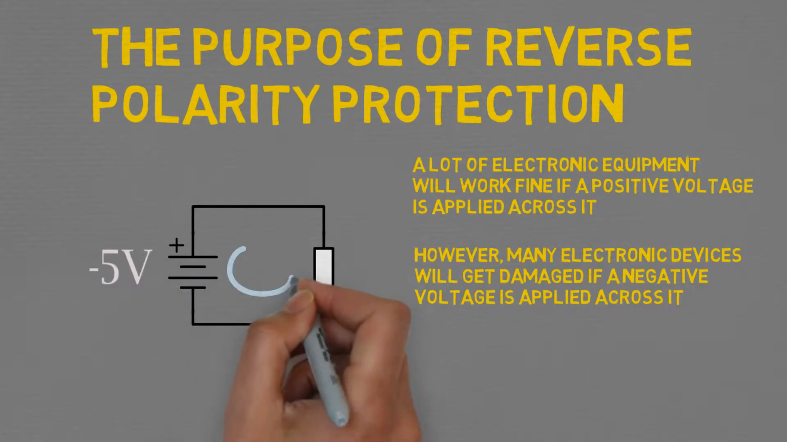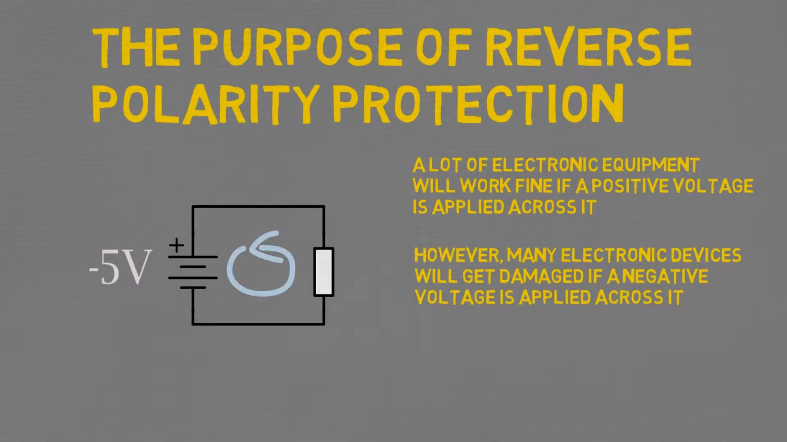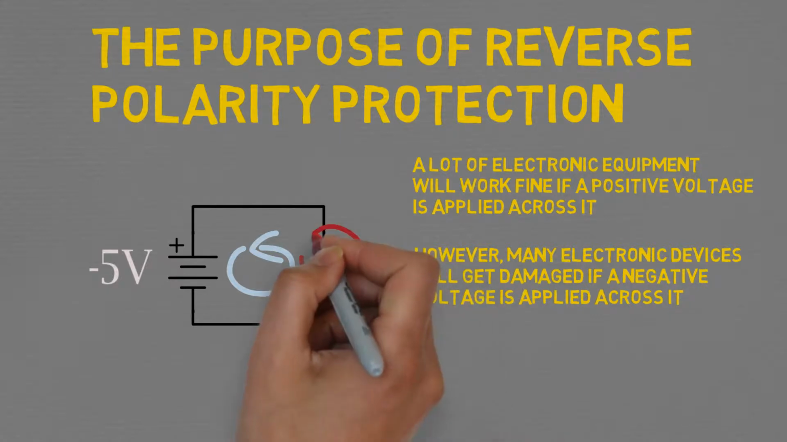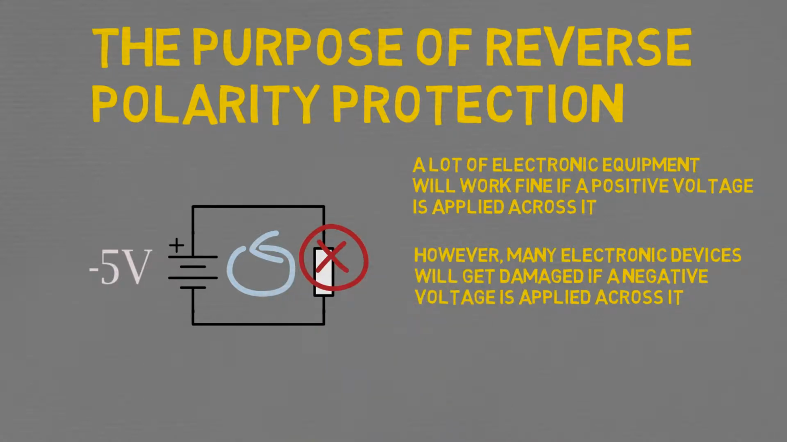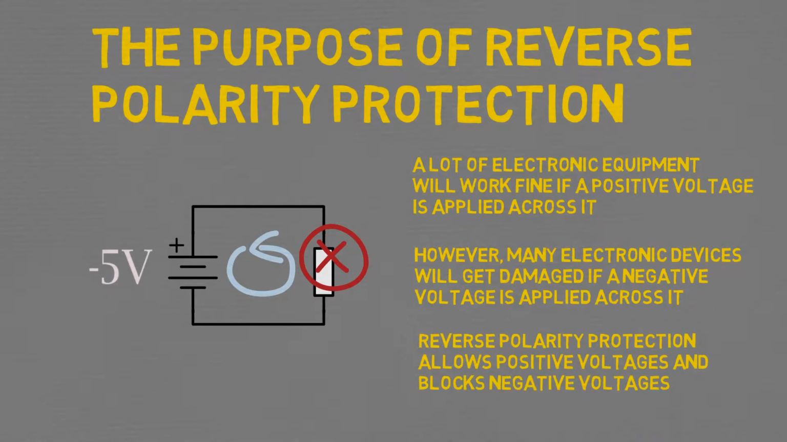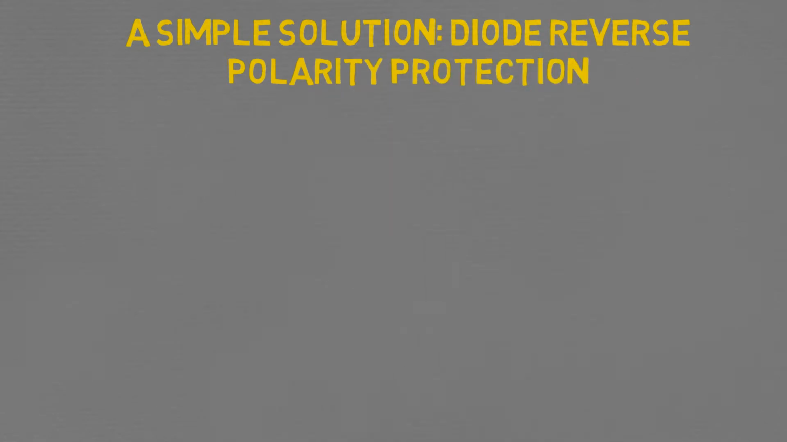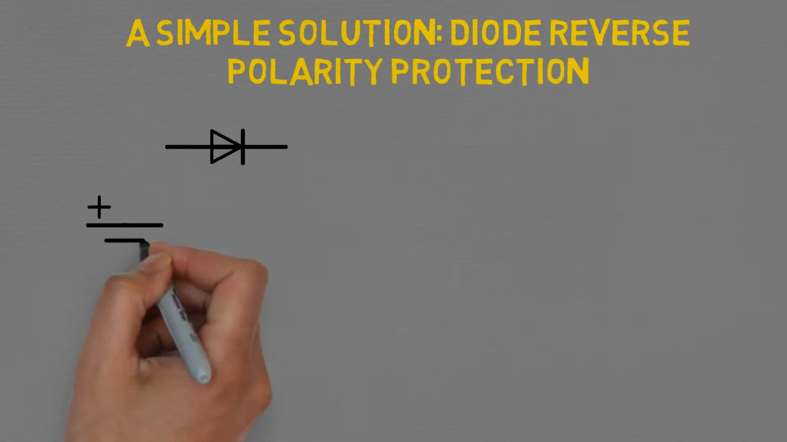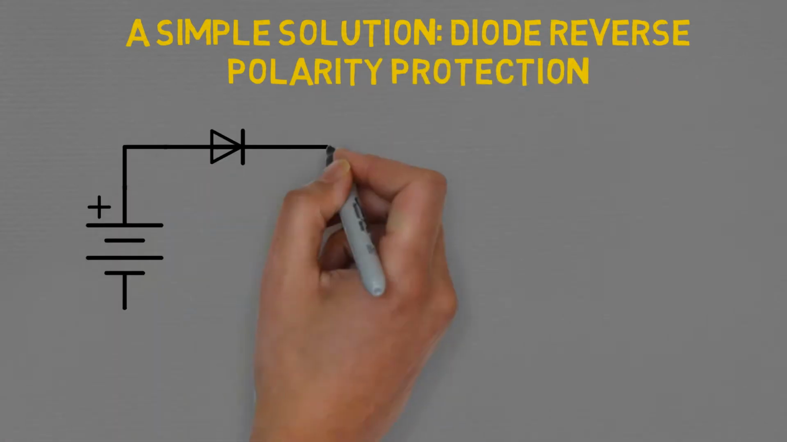The current flows in the negative direction, and equipment such as microcontrollers, MOSFETs, and polarized capacitors can be easily damaged. Reverse polarity protection allows positive voltages and blocks the negative voltages. A simple solution to this problem is diode reverse polarity protection. This is common in the automotive industry because it is reliable and easy to design.